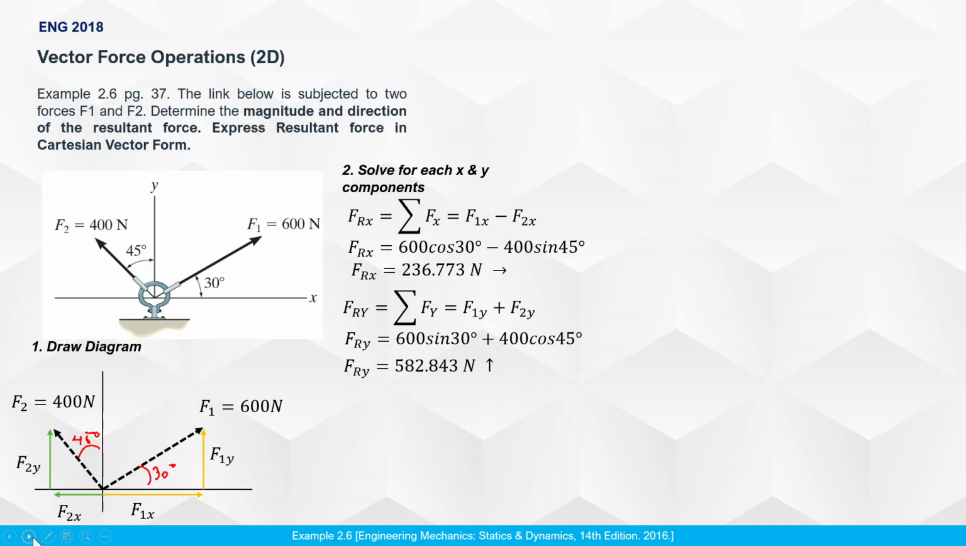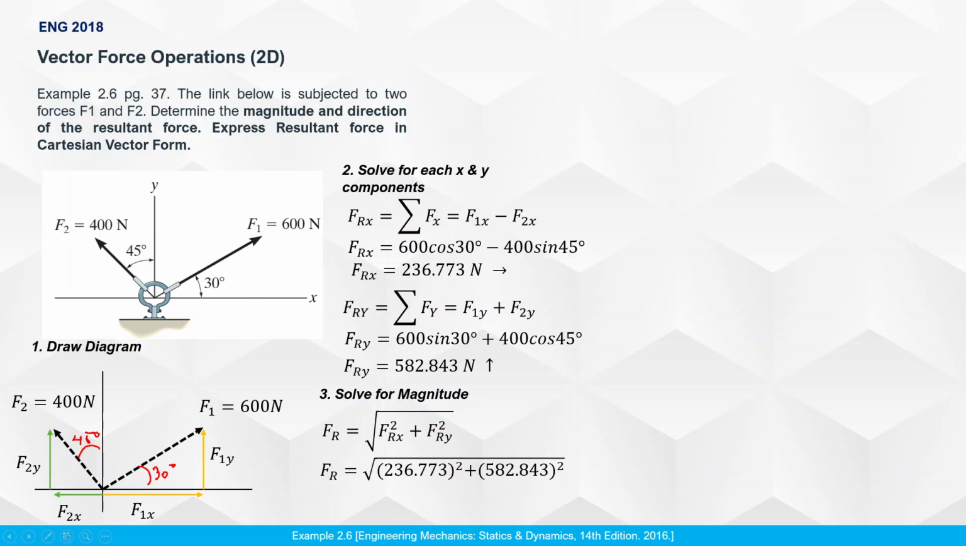Ang next mo naman gagawin dito is, since meron ka na yung FRX mo and FRY, you can now simply get na yung magnitude using yung formula natin. Yung force resultant magnitude mo is simply equal to the square root of the sums of the squares ng x and y components nila. So that means FR is equal to the square root of force resultant x component squared plus force resultant y component squared. Substitute in values, you would get almost 629.10 newtons.